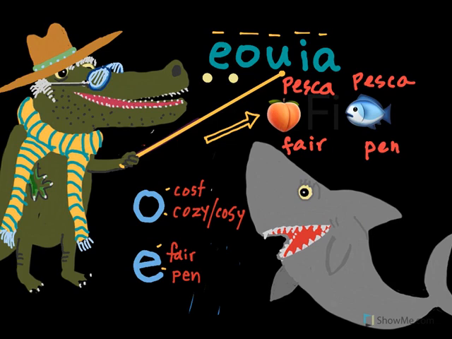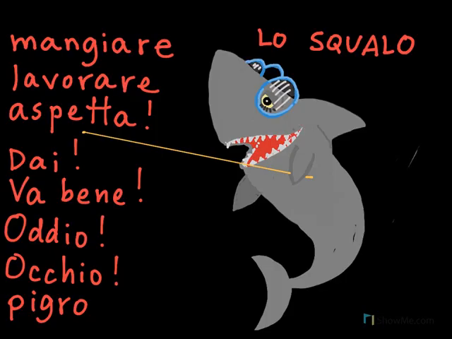And then the shark started to be really good and learned how to pronounce Italian vowels, and also got very fond of the crocodile and became an Italian instructor. So let's see how we pronounce those words.